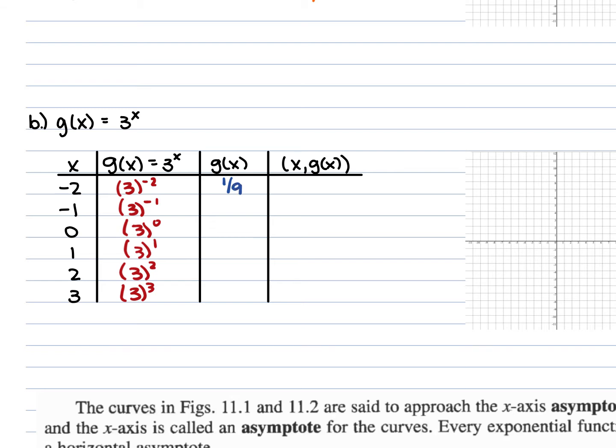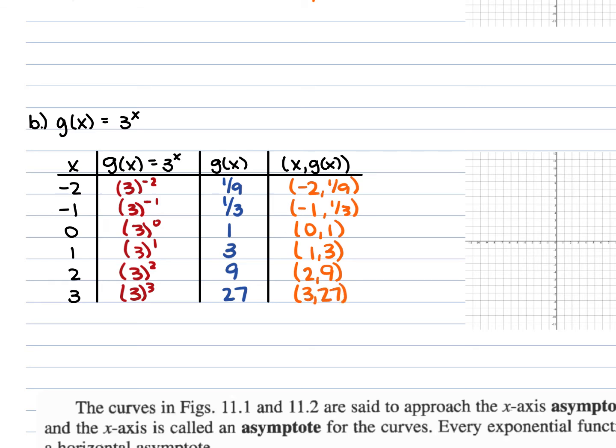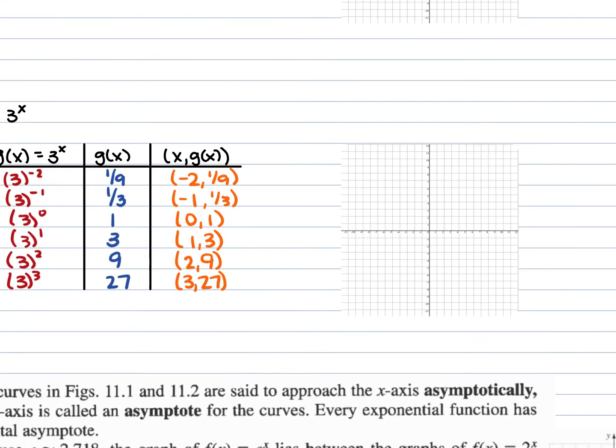Then 3 to the negative first power is 1/3. Anything to the power of 0 is 1. 3 to the first is 3. 3 squared is 9. And 3 cubed is 27. So this gives us the ordered pairs negative 2, 1/9, negative 1, 1/3, 0, 1, 1, 3, 2, 9, and 3, 27. So again, from here we just plot those points, draw our line through them.